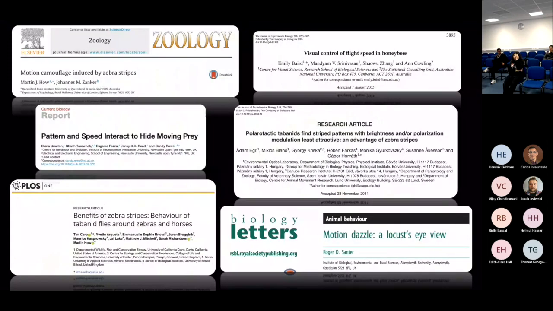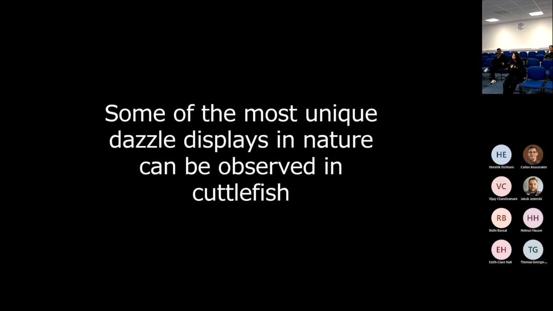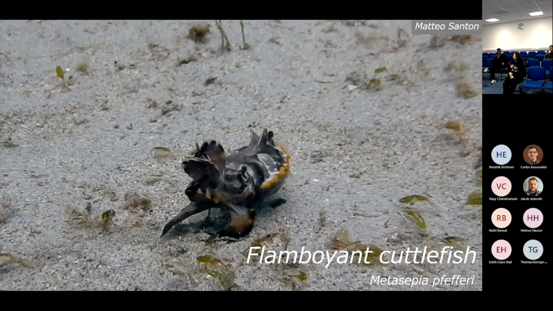And there's a whole bunch of experiments, some of which support the idea of motion dazzle, and some refuting it, either through human psychophysics experiments or attempts to model visual systems. But some of the most unique dazzle displays, I think, in nature are in cuttlefish, partly because they've got this ability to change colour so easily.